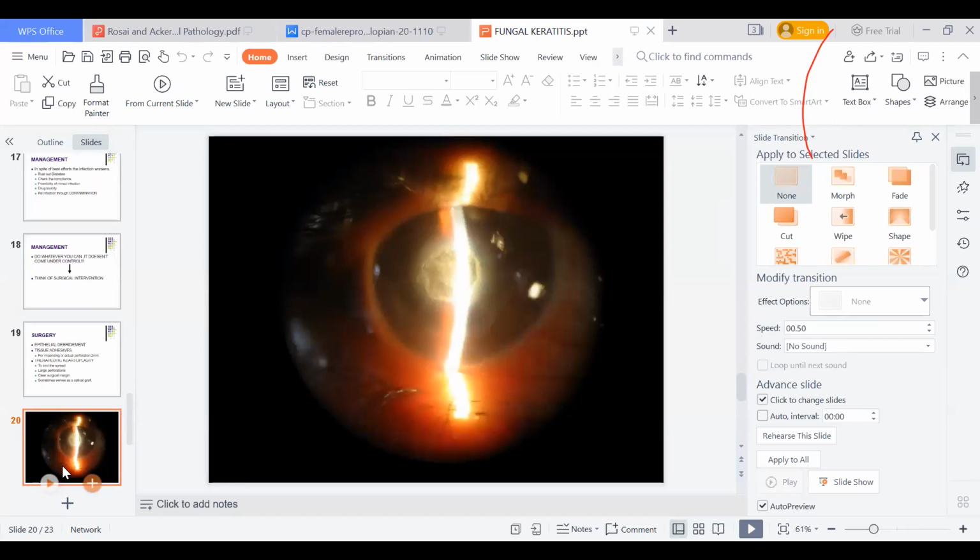This is just to show you a central ulcer which perforated and was glued. The glue works very nicely.